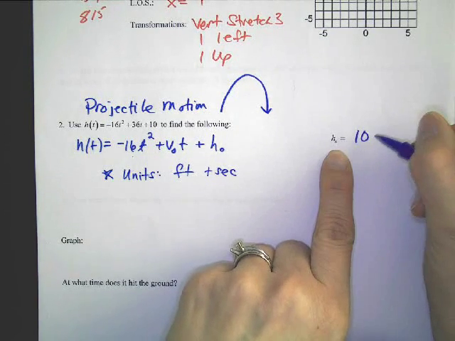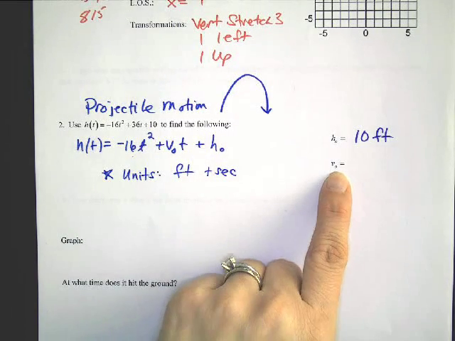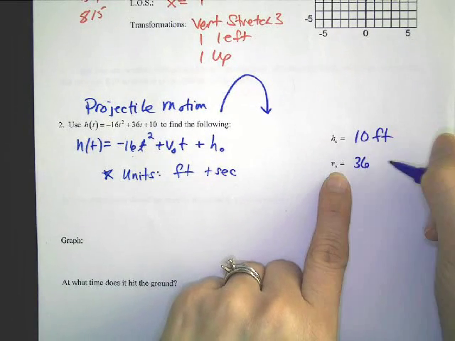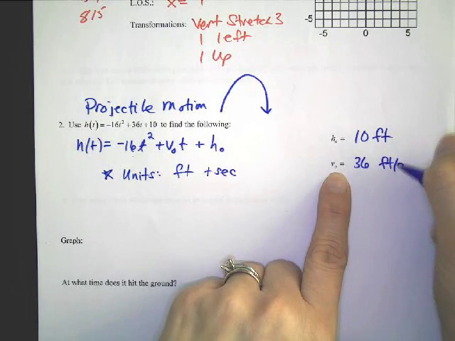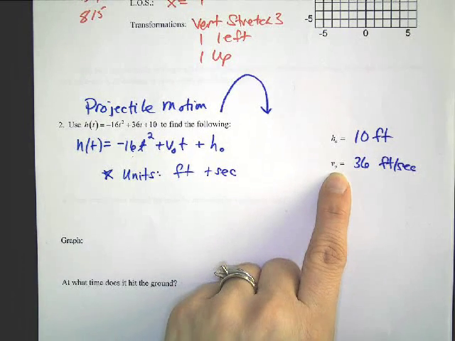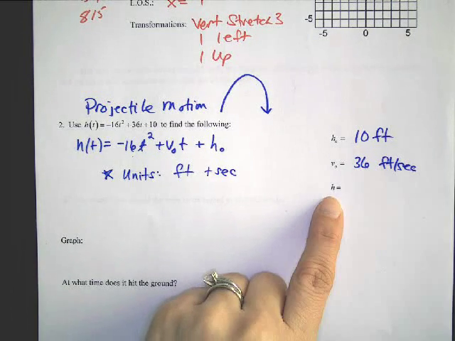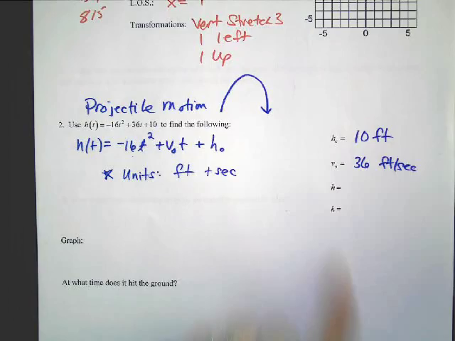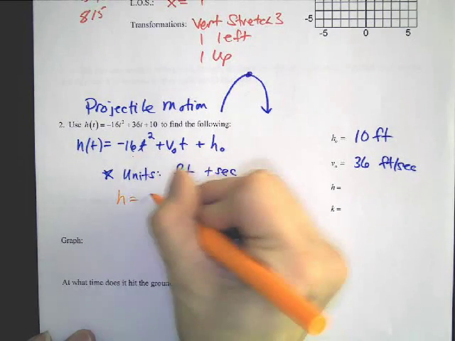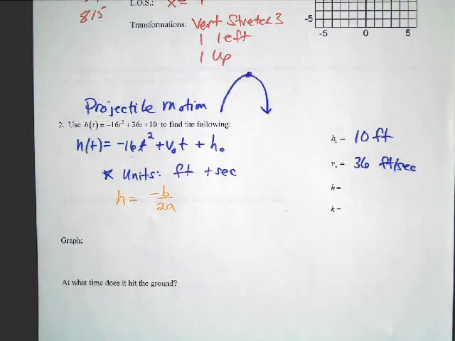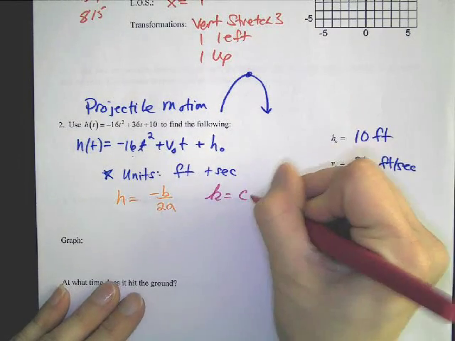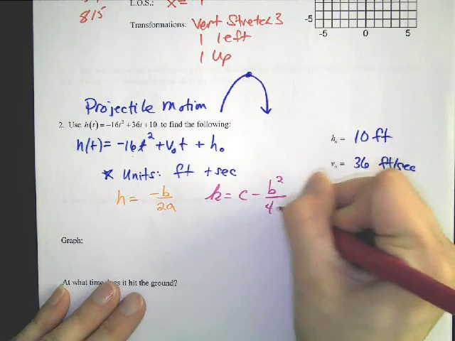So the initial height, this should take you about 1 second. Can you be more specific? 10 feet. Initial velocity. Feet per second. Oh, what if I put meters per second? I'll get some of you, right? Okay. H and K. So that's talking about the vertex of the parabola. So now we're going to have to remember those formulas. So that -b over 2a, and the k formula is c minus b squared over 4a.